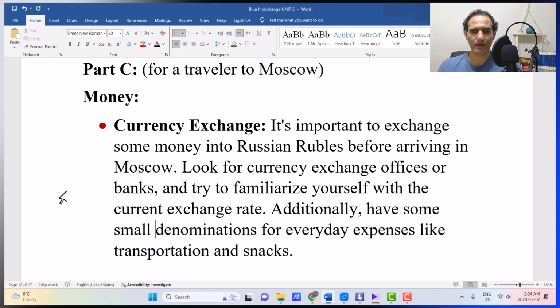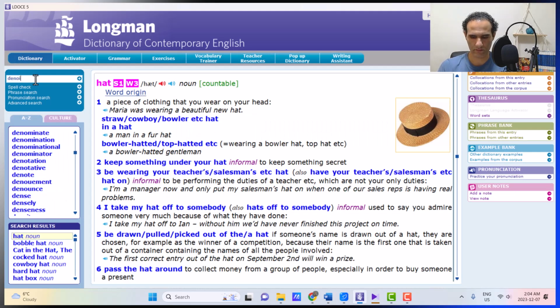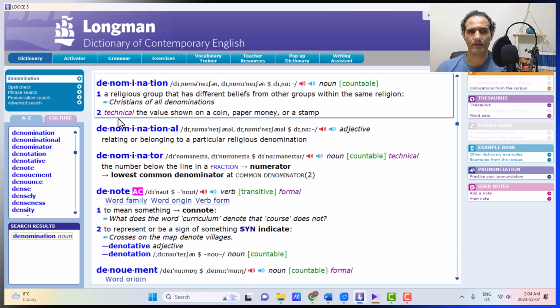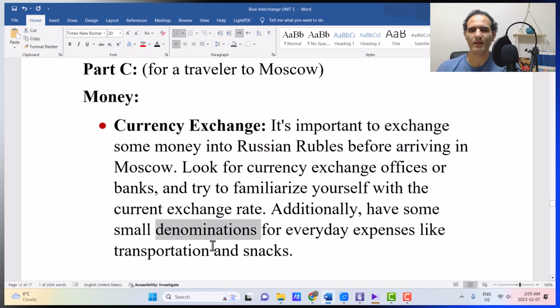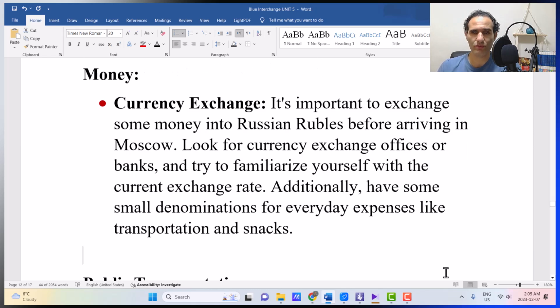So you know the meaning of currency, but what about denominations? Denomination here is the value shown on a coin, paper money, or stamp. So overall, it means some small money, for example, in the form of coins, for everyday expenses like transportation and snacks. So this was the advice regarding money for a traveler to Moscow.